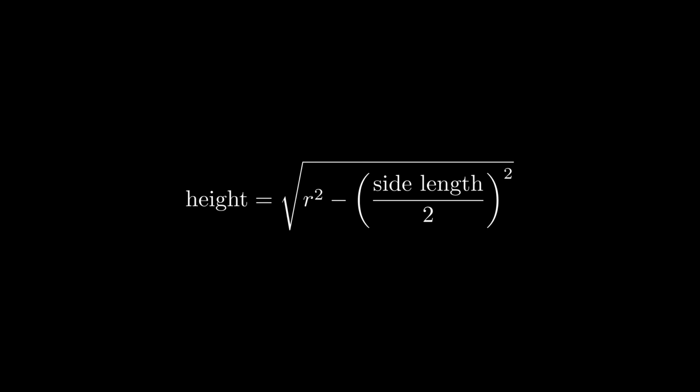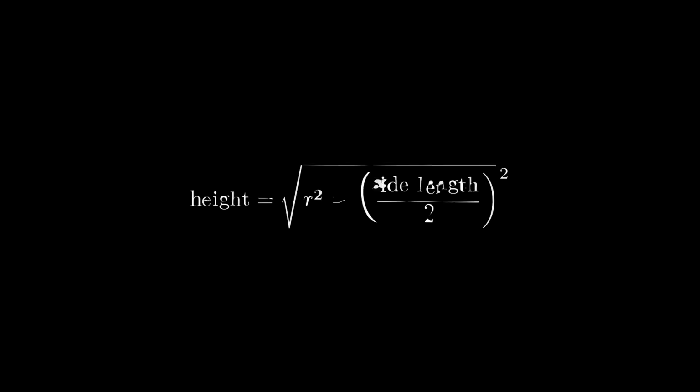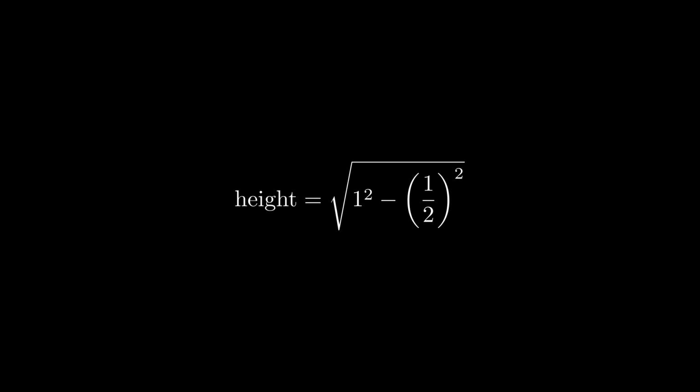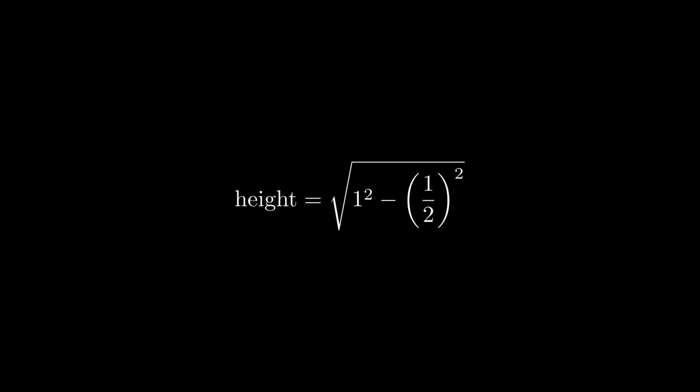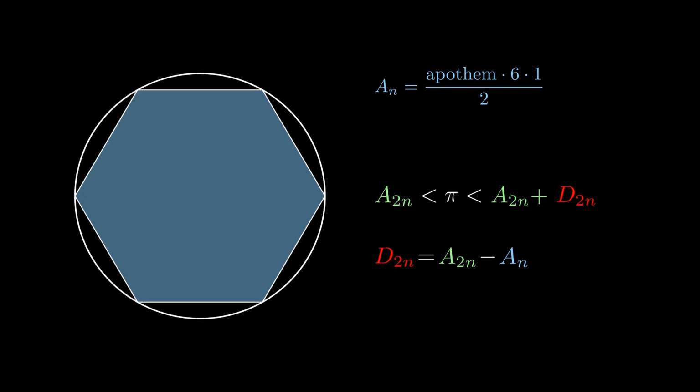By using the Pythagorean theorem, we'll be able to calculate its height with a radius of 1. The apothem, or height, is the square root of the radius squared minus half the side length squared. For the hexagon, that works out to be the square root of 3 over 2. By replacing apothem in our area formula with square root of 3 over 2, we can find the area for our hexagon. In the same way, we can apply this process to a dodecagon.